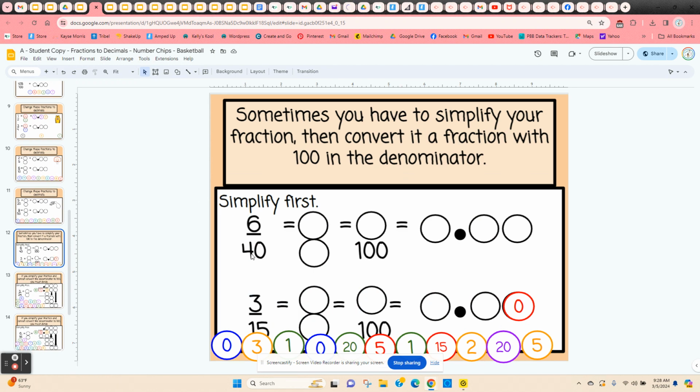Now, sometimes they can't directly convert to an equivalent fraction with 100 in the denominator. They may have to simplify their fraction first. So in this case, if they simplify 6/40ths by dividing by 2, they get 3/20ths. Now they can convert it to an equivalent fraction with 100 in the denominator by multiplying by 5. And they get 15/100ths, which they can then convert to a decimal. Same thing here, they have to simplify 3/15ths.